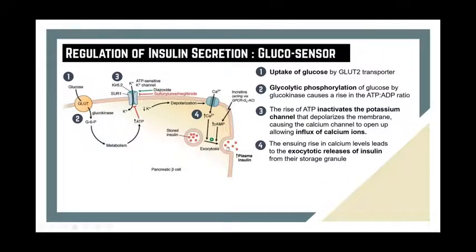Besides that, as you can see in this picture, the presence of incretins, which are GLP-1 and GIP, will activate cAMP, which promotes the release of insulin.